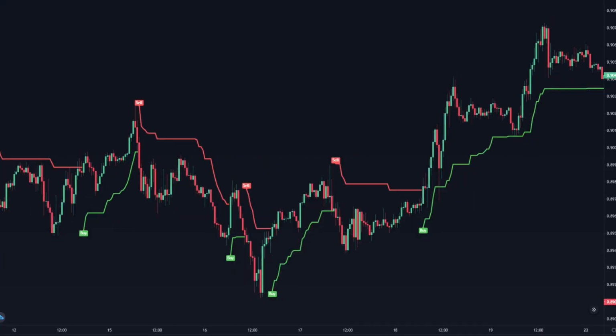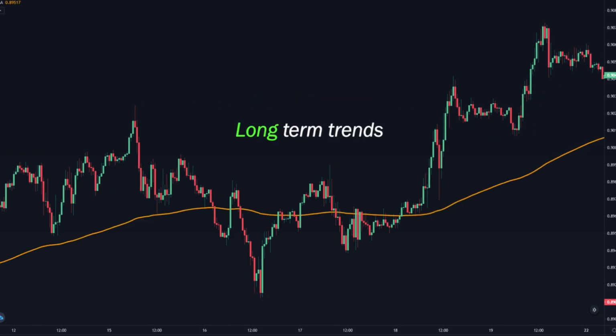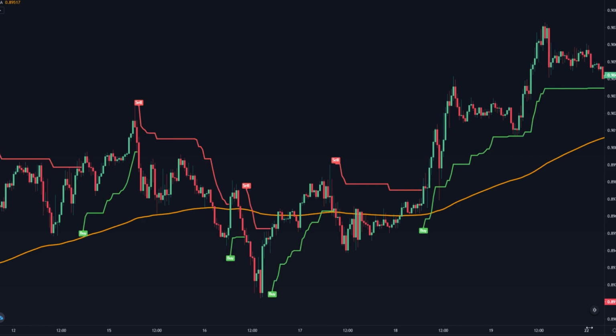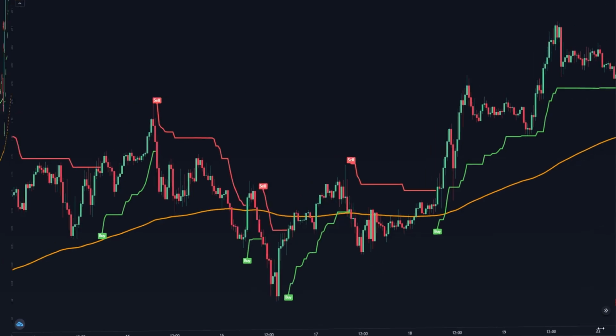So because the super trend can be used to detect short to medium term trends, and the 200 EMA line can be used to detect longer term trend, that is why these two can be the perfect combination. For this strategy, I'm using the default settings of the super trend indicator. This is how you trade the strategy.